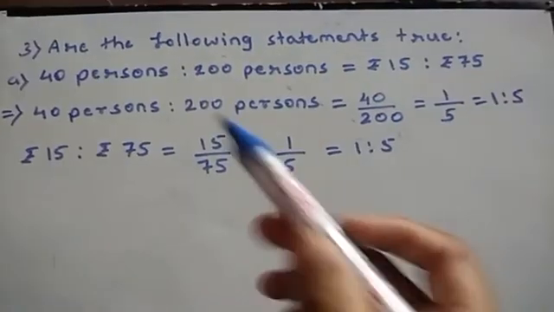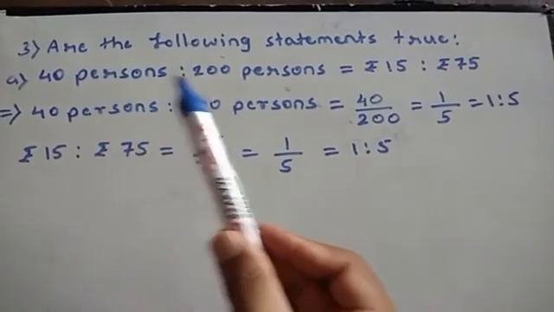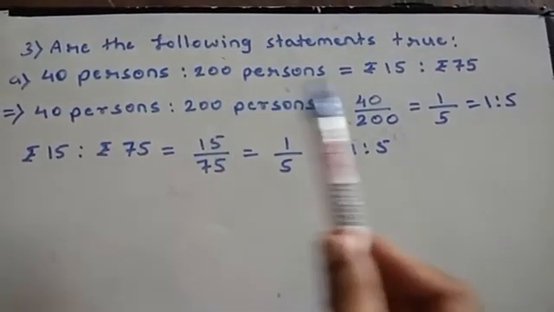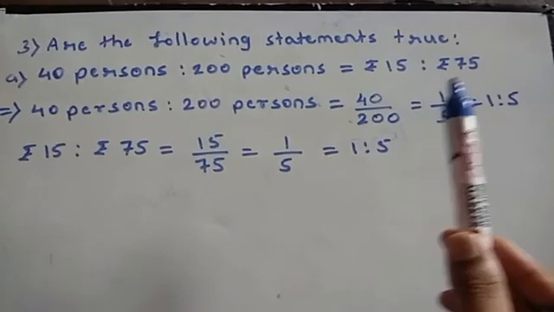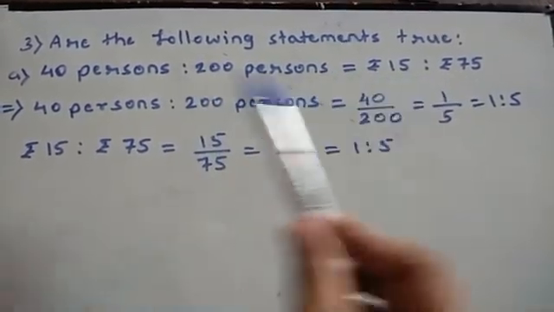See the next question. Are the following statements true? Now here it is given that 40% is to 200%, this is the first ratio, is equal to rupees 15 is to rupees 75, this is the second ratio. They are asking whether it is true or not, that we have to check.